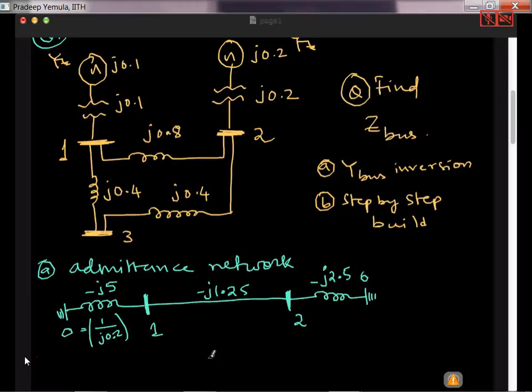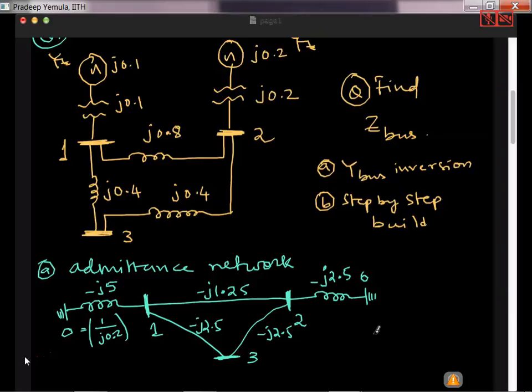Now I have bus 3 here. So let me show bus 3 here, and then there is a line connecting 1 and 3. What is the admittance of this line? Again j0.4, so it is minus j2.5, and then here also there is another line, minus j2.5, and there is nothing connecting 3 to the ground right here. So this itself is the admittance network.